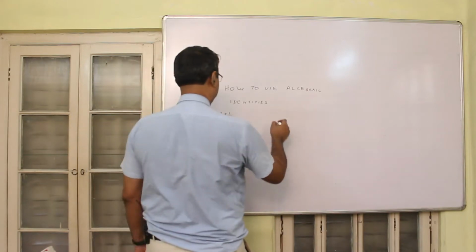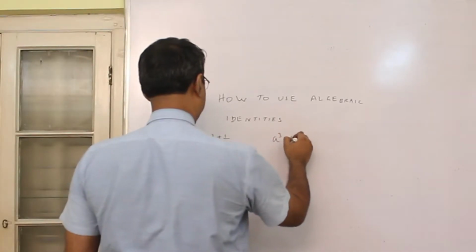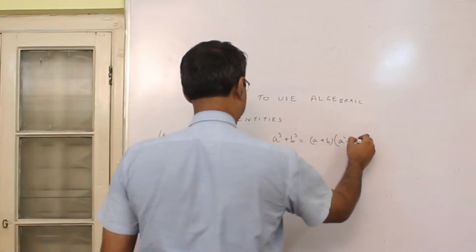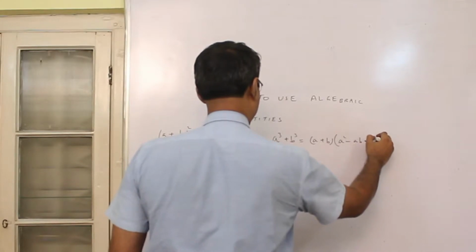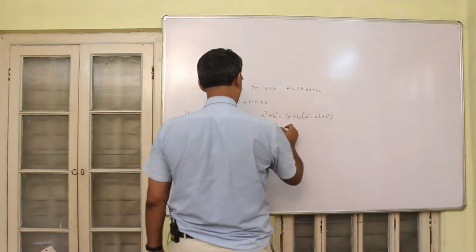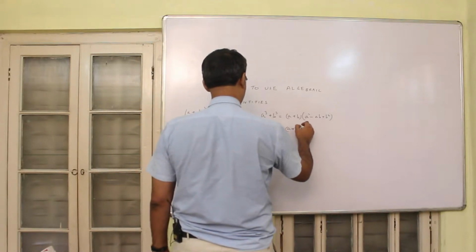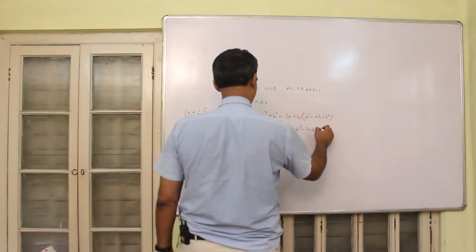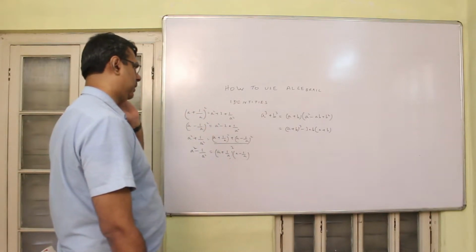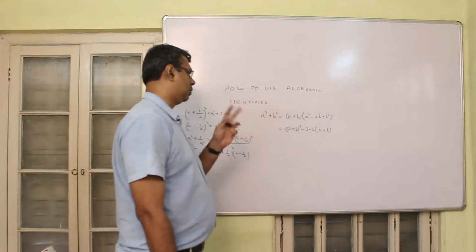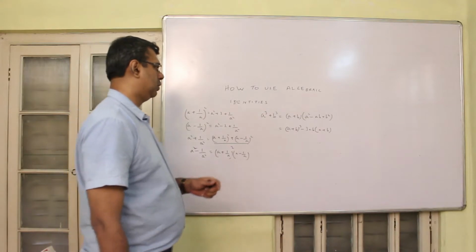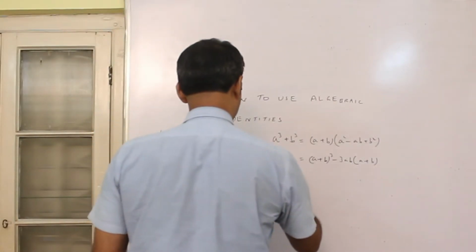Moving on to the cubic identities, a cube plus b cube can be written in two ways. It is either (a plus b) into (a square minus ab plus b square), or the other option is you can write it like this: (a plus b) whole cube minus 3ab into (a plus b). So a cube plus b cube has got two expressions. One is this and the other is this. Depending on the question, you'll have to decide which one has better usage.